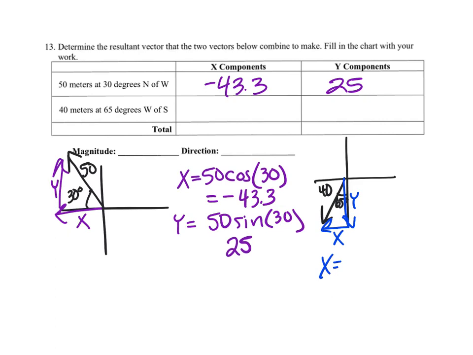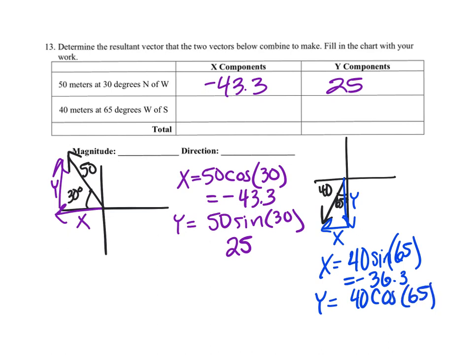Sometimes X is sine. So it's going to be 40 sine 65, and that would equal 36.3. And we're going to make it negative because it's going west. And then for the Y it is 40 cosine 65 since it's adjacent, and that is going to equal 16.9, and we're going to make that negative because it's going south. All right, so make sure you include those negatives, because if not, you're going to get the next part wrong. So we're going to plug those in, get negative 36.3 and negative 16.9, okay?